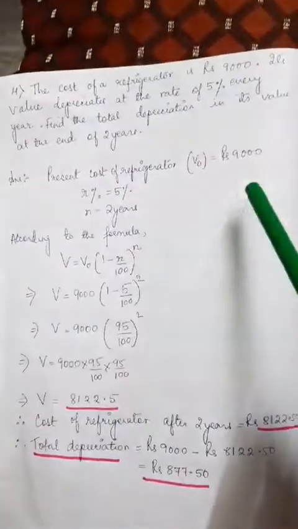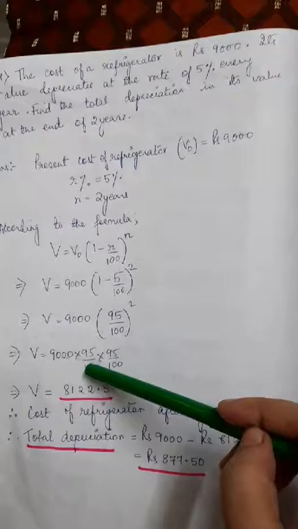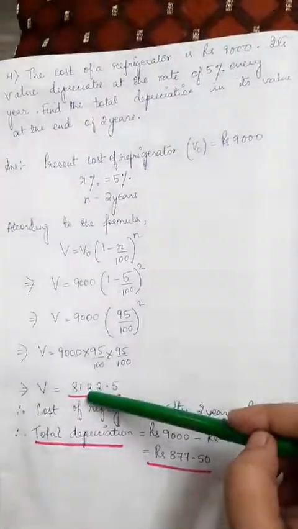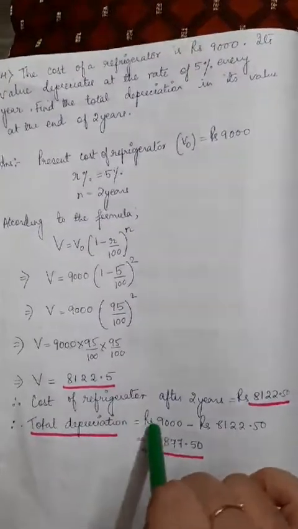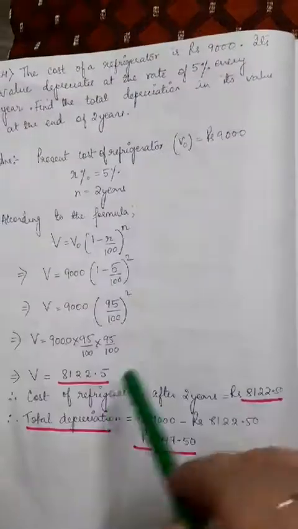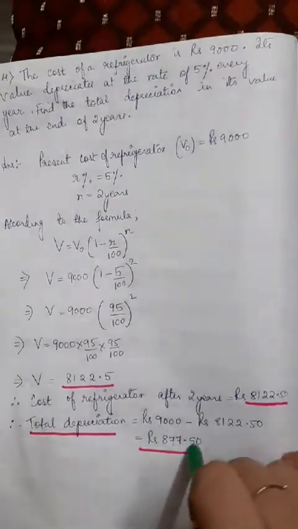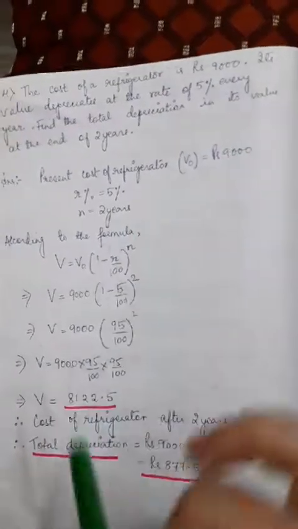So how will you find out? You will subtract the present cost minus the cost of the refrigerator after 2 years. So the total depreciation will be 9,000 minus 8122.50. That is rupees 877.50. So this is the value that has been depreciated from the original value.